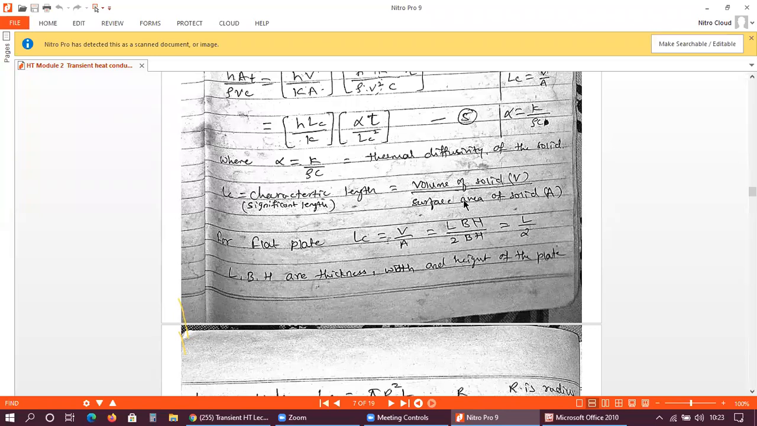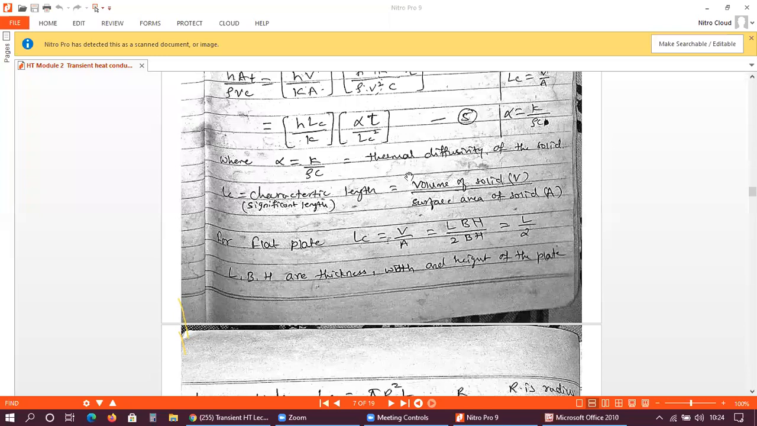So this is general overall. Characteristic length is the ratio of the volume of the solid divided by the surface area of the solid. See, it is the surface area, not the cross-section area. Just keep it in mind, it is the surface area. Don't get confused here. So characteristic length is the ratio of the volume of the solid V divided by the surface area of the solid A, V by A. Now there are three cases.